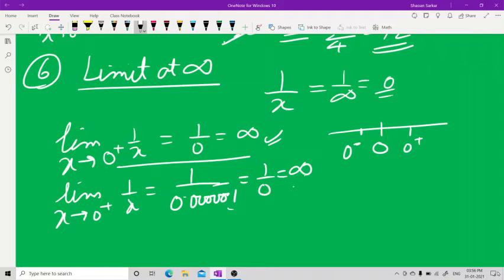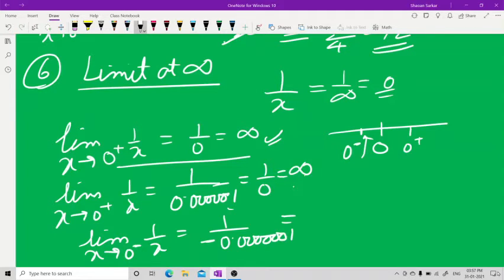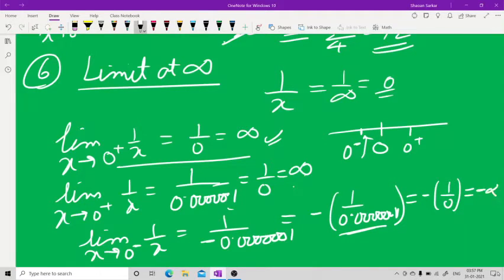Let's see the next explanation. Limit x tending to 0 minus, 1 upon x. This will be somewhere here in this place. This will be minus 1 upon 0.0000001, and this is almost 0. So minus 1 upon 0 comes out to be minus infinity. Keep this thing in your mind.